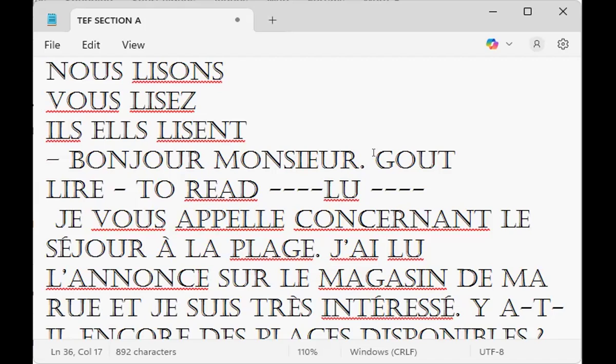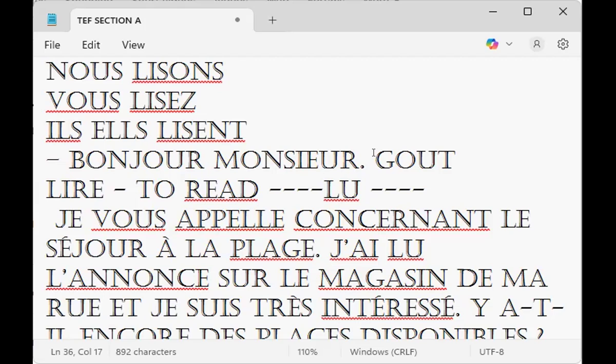Yes, j'ai lu l'annonce. I read the announcement. J'ai lu. What is j'ai lu, my friends? Tell me. I read the announcement. So, le magasin, okay. Magasin is what? Tell me. Magasin is your street shop. Magasin is your shop. C'est clair. Magasin. What is magasin? Your shop. C'est clair.